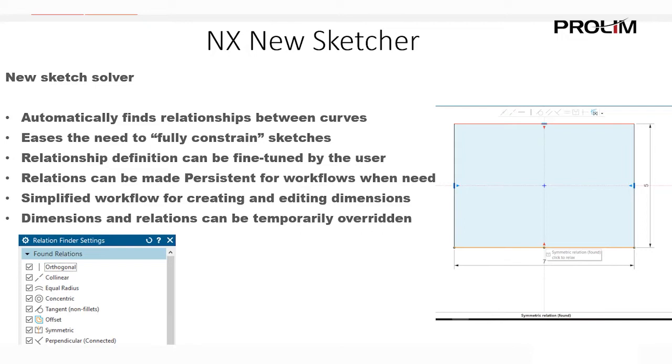These relationships can be finely tuned by the user. They can be made persistent for a workflow if it's needed. This simplifies the workflow and makes it a little bit easier by dimensioning. You will also notice that dimension is now king, where in the past the constraints were the king. So in other words, if you go and edit a dimension, you have the ability to relax and override a constraint. In this case, we now call them relationships. You can temporarily relax dimensions or relationships, depending on how you like to use your workflow. We'll be going over all that as we get a little deeper into this.